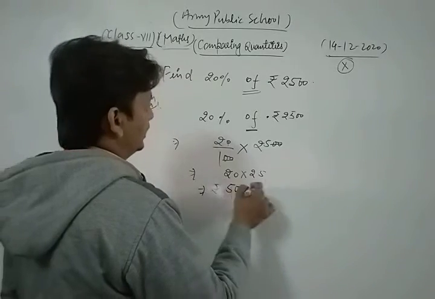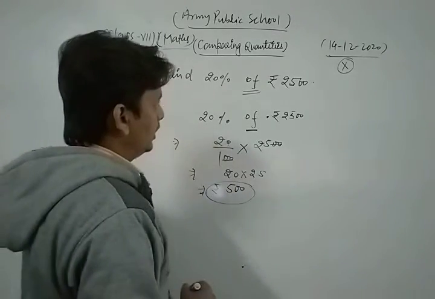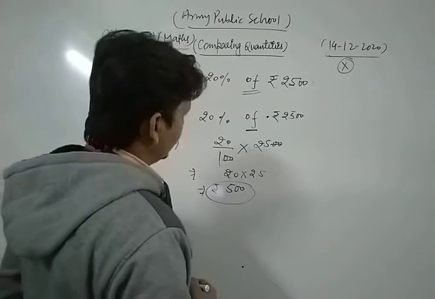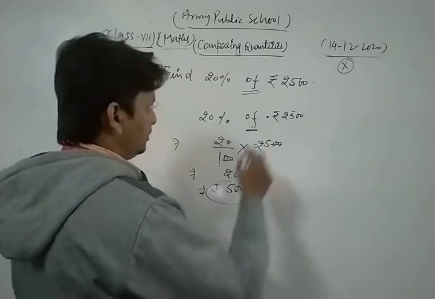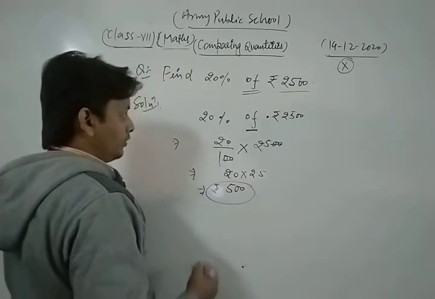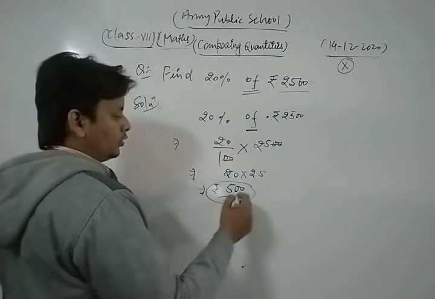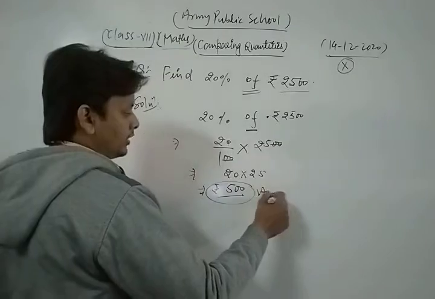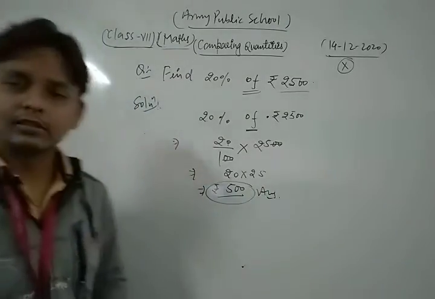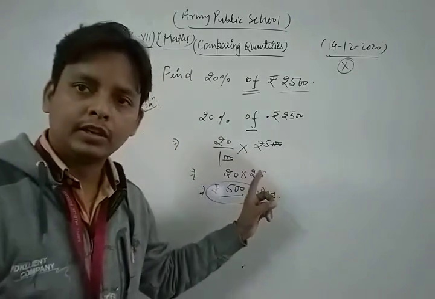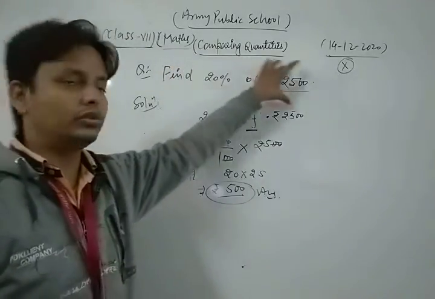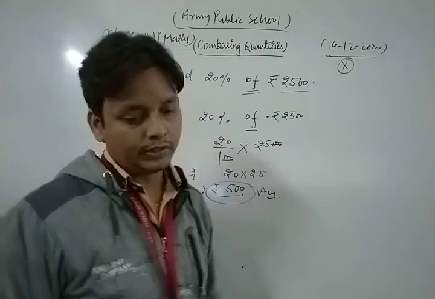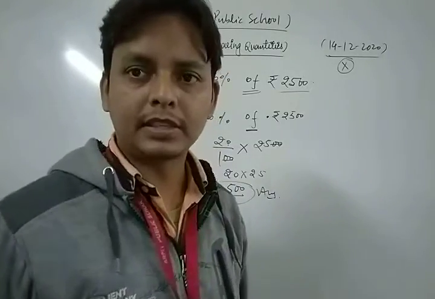That is 500 rupees. Thus, dear students, we can say that 20% of 2,500 is rupees 500. This is our required solution. Thus, dear students, in this way you can solve all the questions of your NCERT exercise based on these topics. Now we take the next question based on percentage. Let's see.